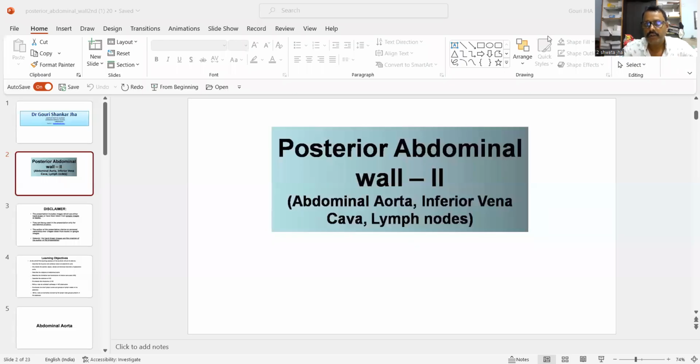Hello students, today we will talk about the posterior abdominal wall, part 2. Yesterday we discussed the posterior abdominal wall, in which we covered the muscles of the posterior abdominal wall, the anterior relations of the posterior abdominal wall, and the lumbar plexus. Today we will talk about the abdominal aorta, the inferior vena cava, and their lymph nodes.